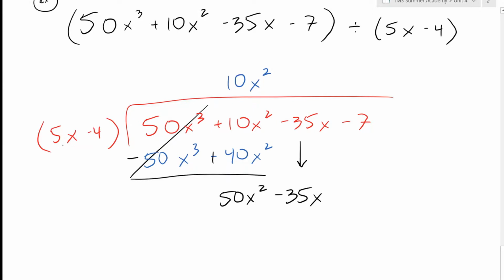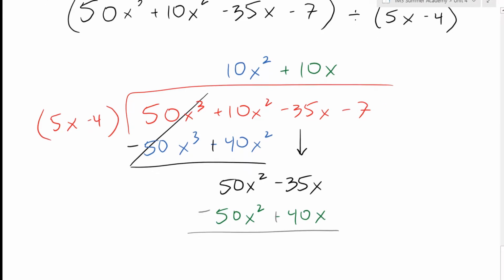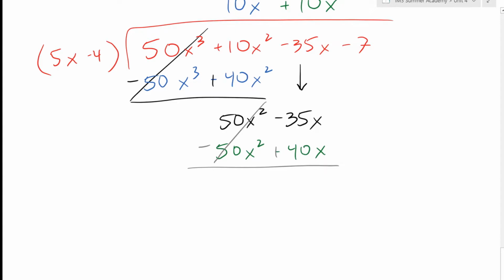I have 5x. I need to get to 50x². That's going to be multiplied by 10x. That gives me a 50x². 10 times negative 4 is a negative 40x. Now flip the signs. Those cancel. That's good. Negative 35, positive 40 is a positive 5x. Bring the last term down. Minus 7. And look at that.